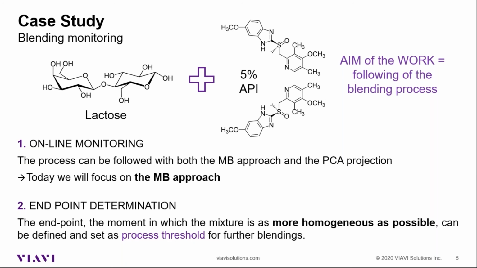What is the endpoint? The endpoint is the moment in which our mixture is as homogeneous as possible. So we cannot reach a system more homogeneous than the one that we determine at the endpoint. When we decide an endpoint on a specific blending, on a specific mixture, we can then use that blending as a future threshold for all my other blendings of the same mixture, because the fingerprint signal of that mixture will remain the same for a long time.